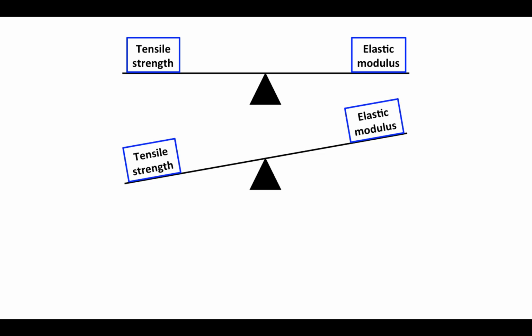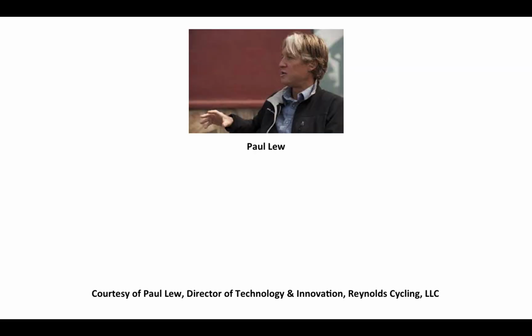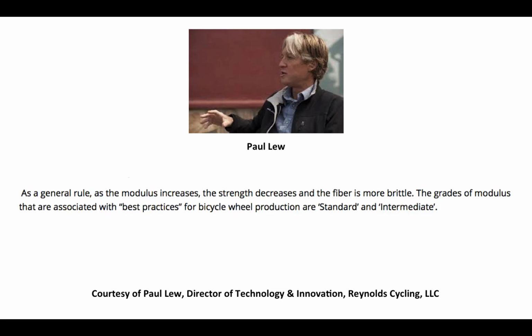If the elastic modulus is too high, the strength will be low and the fiber will be brittle. If the elastic modulus is too low, the material will be strong, but it will be way too flexy. This is the point made by Paul Liu of Reynolds Cycling, who says, as a general rule, as the modulus increases, the strength decreases and the fiber is more brittle. The grades of modulus that are associated with best practices for bicycle wheel production are standard and intermediate.